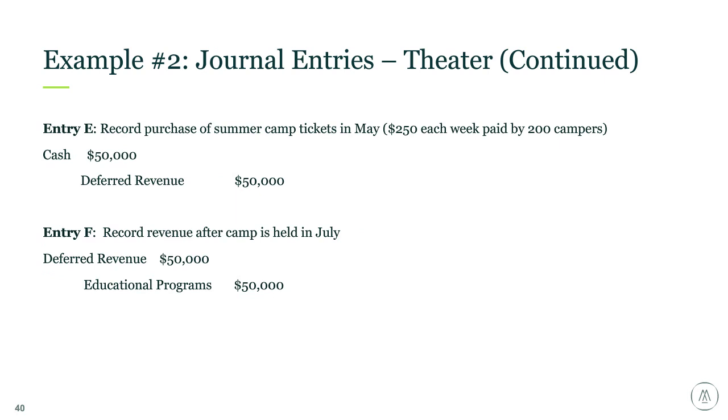For summer camp tickets, we assume again that the theater is recording on a monthly basis. So at the end of May, the theater records all the cash received in advance for the summer theater camp as an increase in cash and in deferred revenue. And then in July, when the camp is held, the performance obligation is satisfied and the deferred revenue is reversed and revenue is recorded.